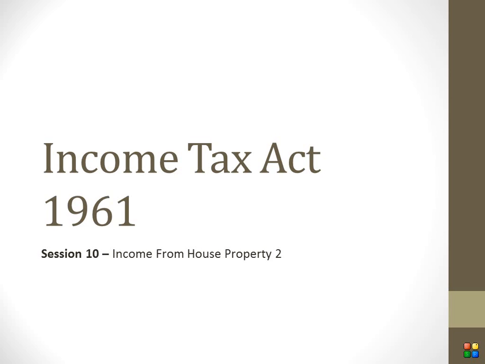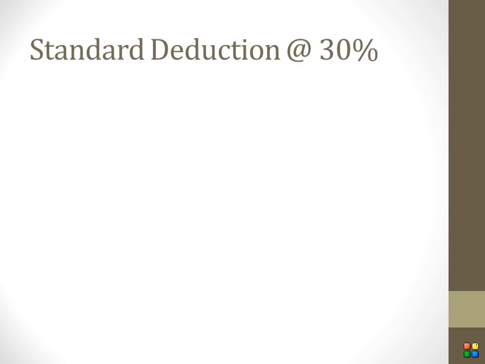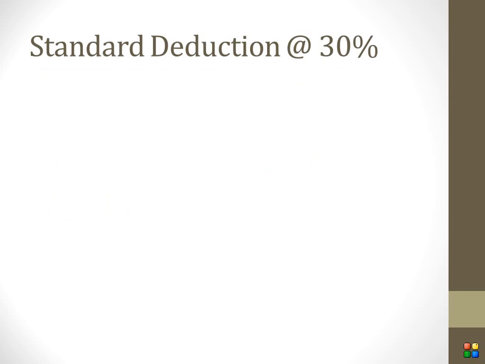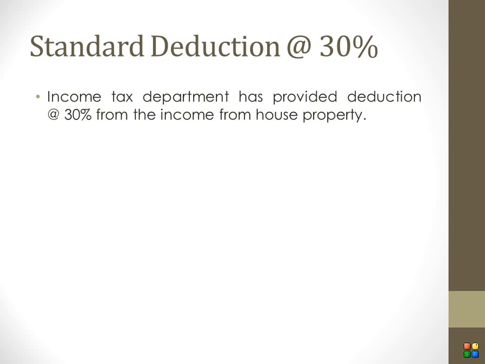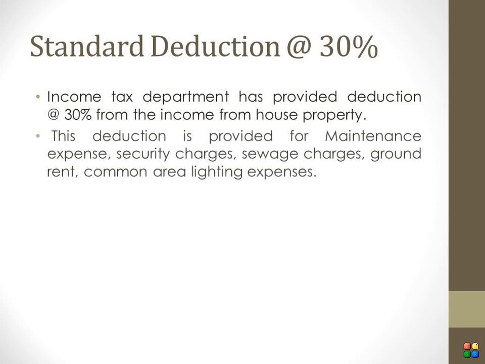So the first one is standard deduction at the rate of 30%. Income tax department has provided deduction at the rate of 30% from income from house property. For what purpose have they provided this deduction? This deduction is provided for maintenance expenses, security charges, sewage charges, ground rent, common area lighting expenses. So these expenses are borne by the owner of the house property.